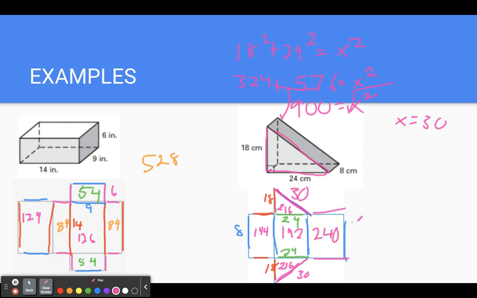Right, and so we just add all of those together, 216. But remember, there's two triangles, so plus another 216, plus those three rectangles is plus 144, plus 192, plus 240. That gives us an answer of 1008. Okay, so that is surface area of prisms. One was a quadrilateral prism and one was a triangular prism.